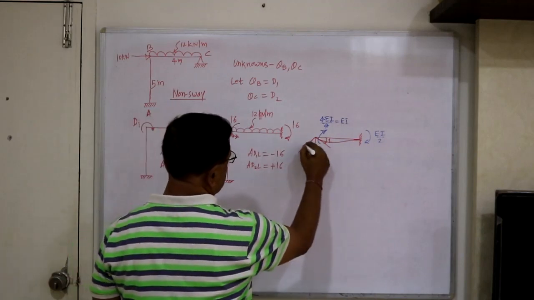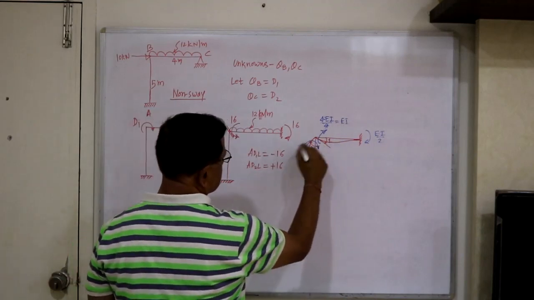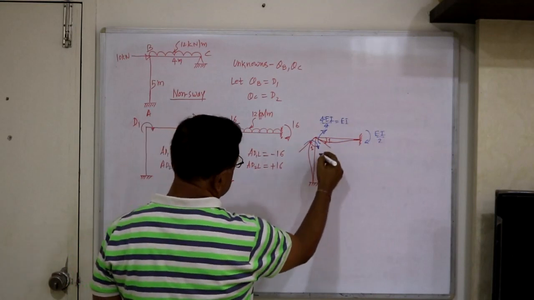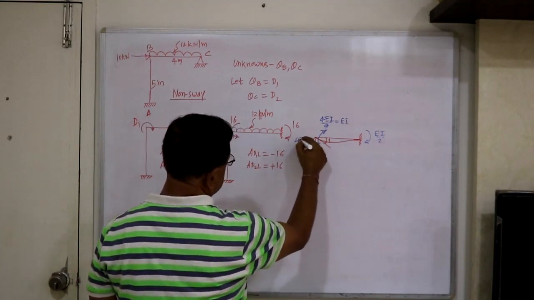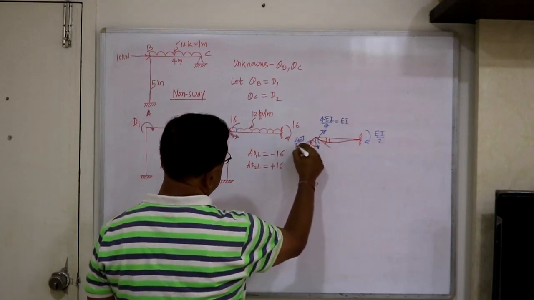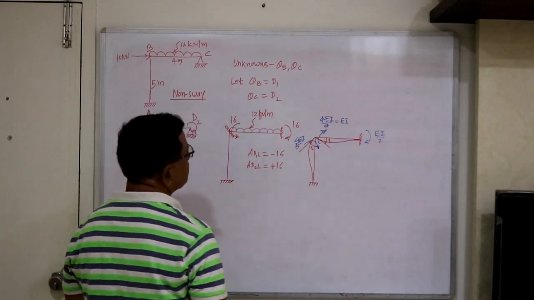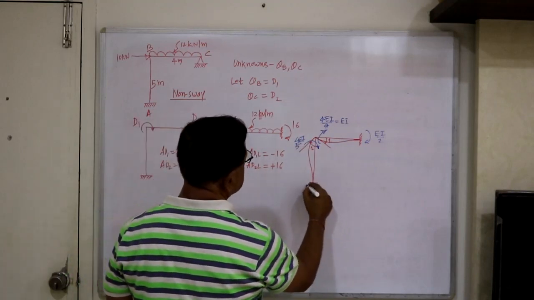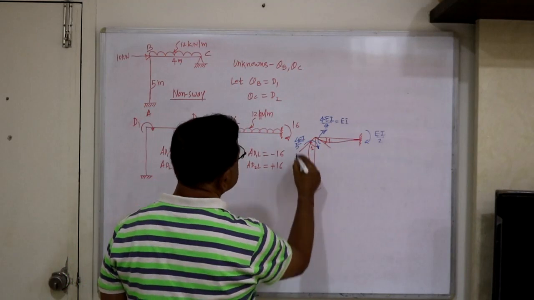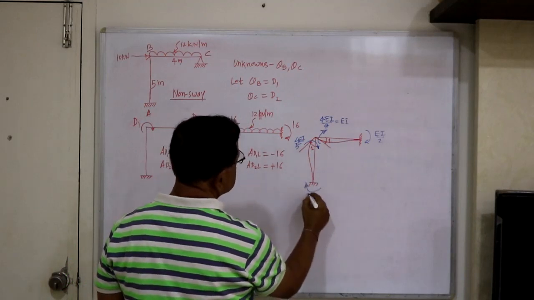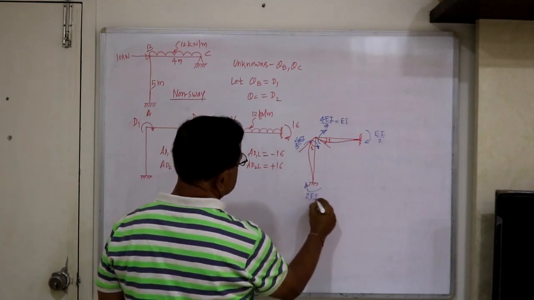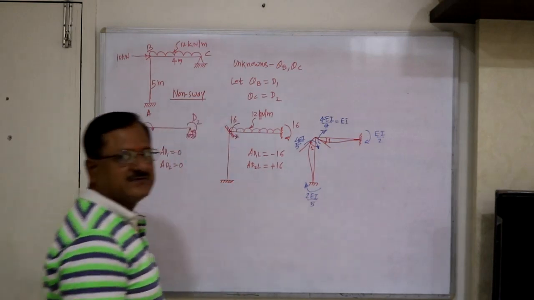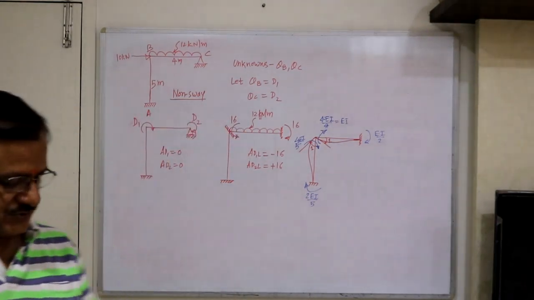Similarly, here clockwise moment, so this is also clockwise, and this is again 4 EI by 5. And half of that, clockwise, so half means this becomes 2 EI by 5, right?